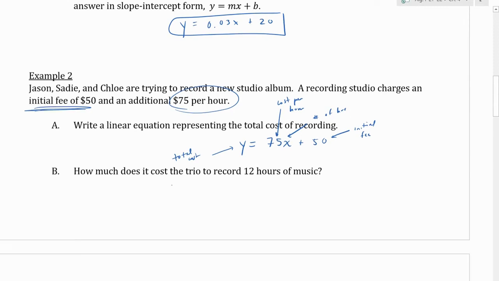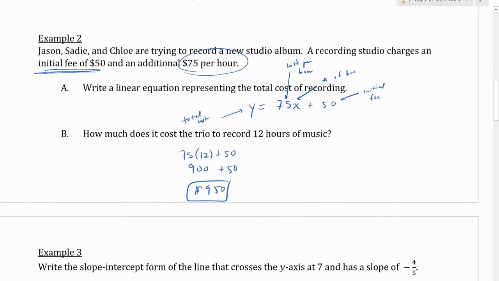So how much does it cost the trio to record 12 hours of music? Then we're going to plug in X being 12. And 75 times 10, 750. That's 900 plus another 50. So it would cost you $950 to use that studio for 12 hours.